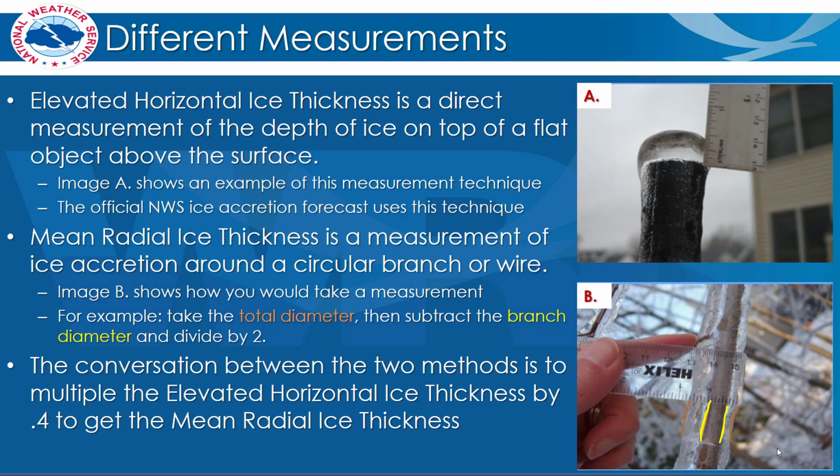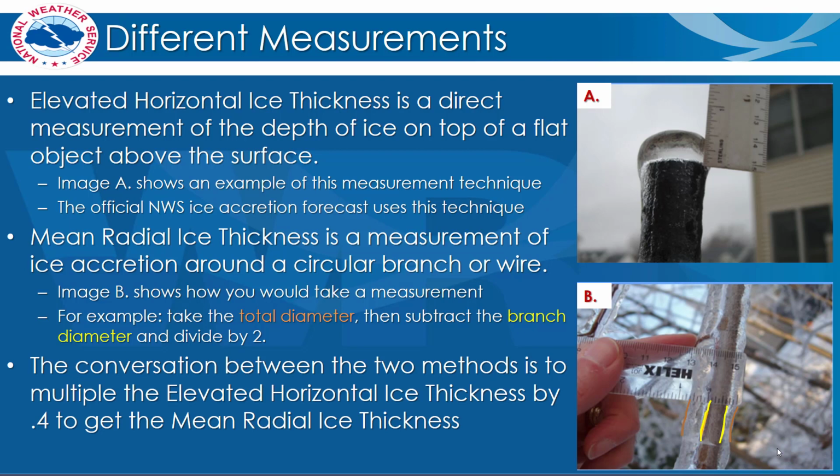We will now take a more detailed look at the two primary ice accretion forecasts that are provided by meteorologists. The National Weather Service official ice accretion forecast is given as elevated horizontal ice thickness, which represents a direct measurement of the depth of the ice on top of an elevated flat surface. Think of ice accretion on the top of a deck railing or a flat roof of a vehicle. Image A shows an example of this measurement technique.